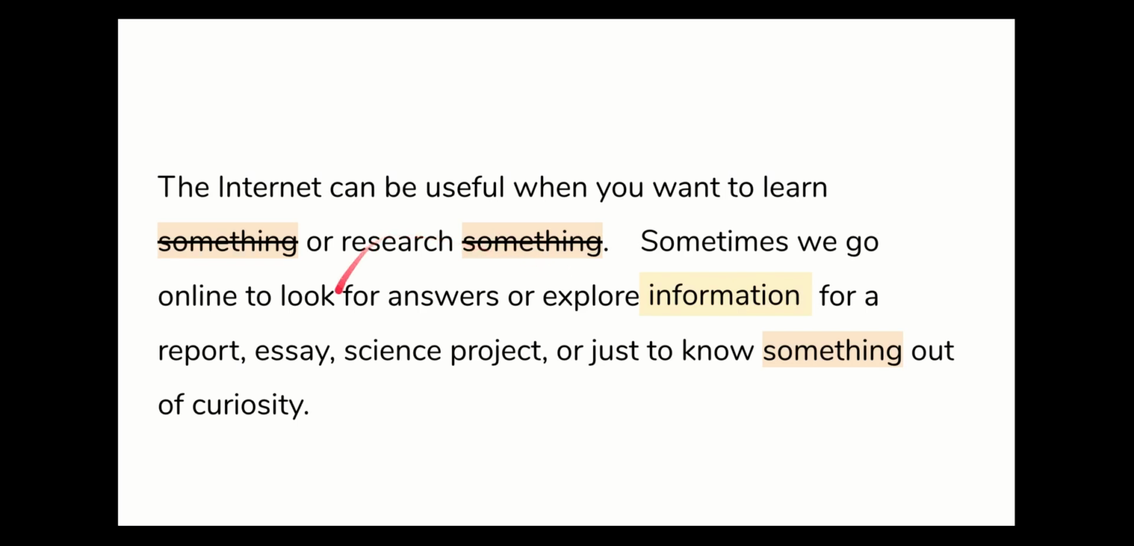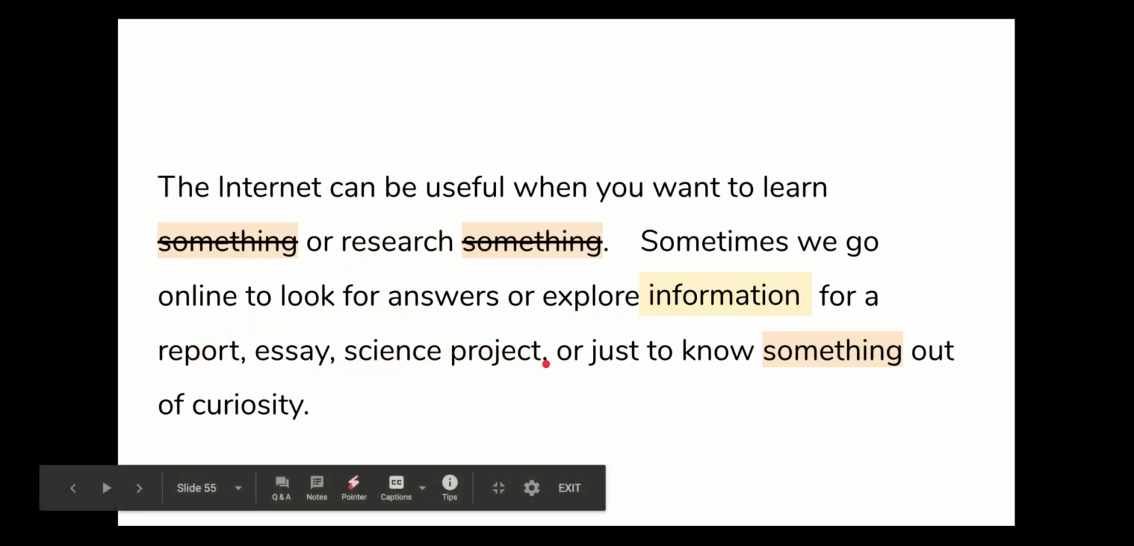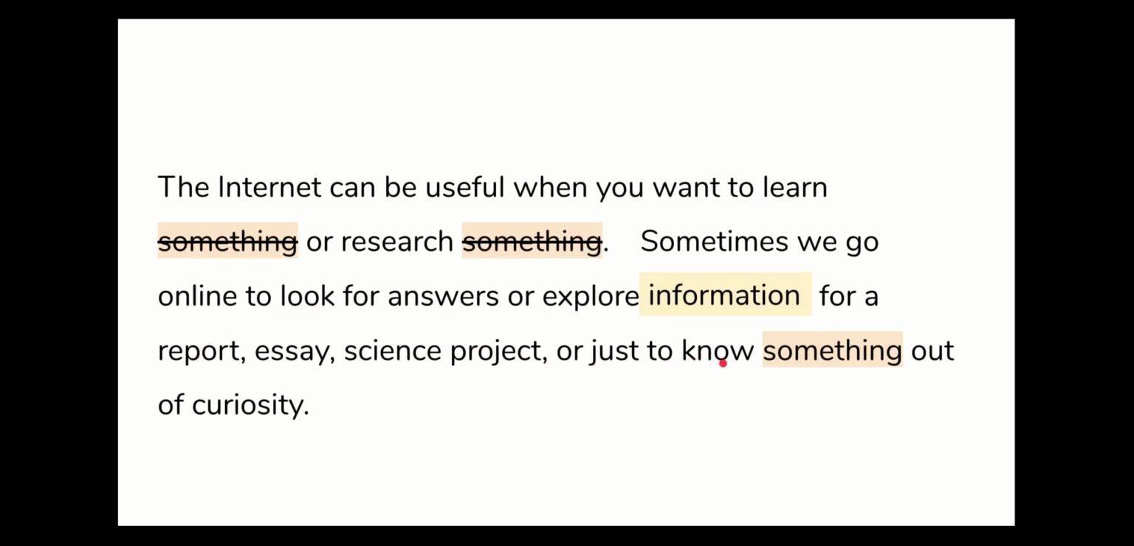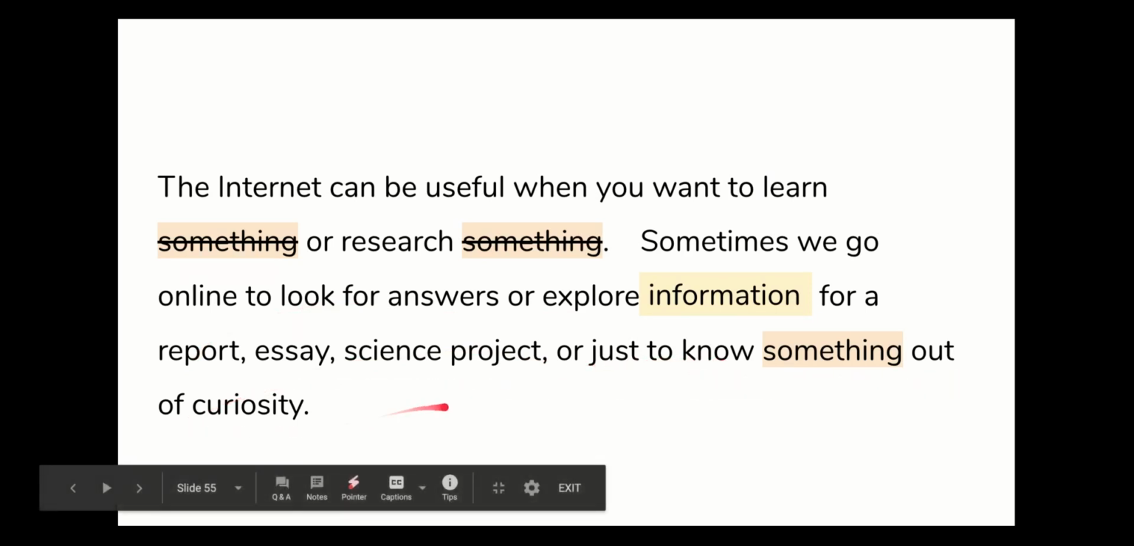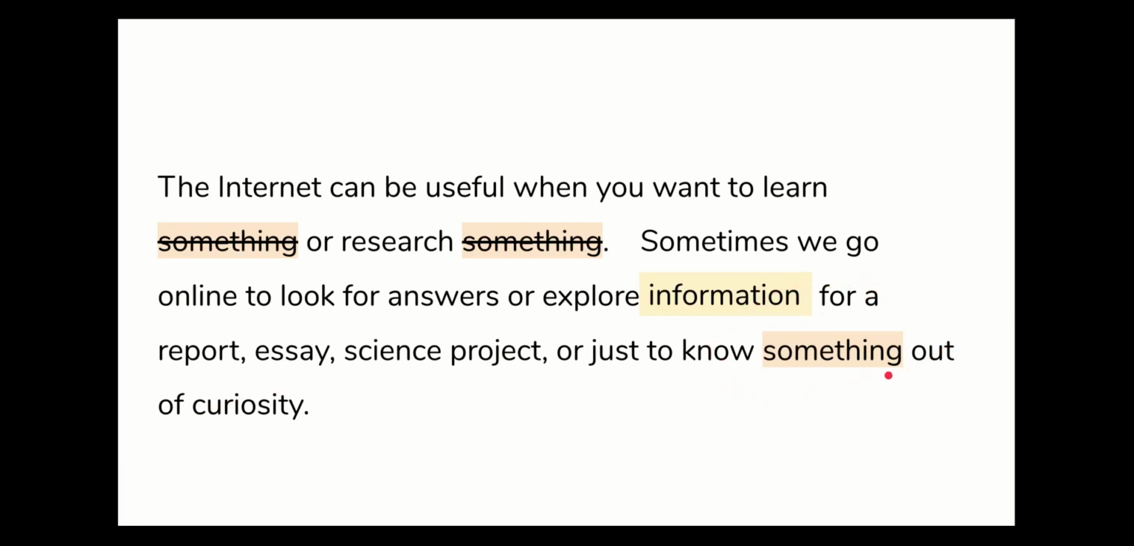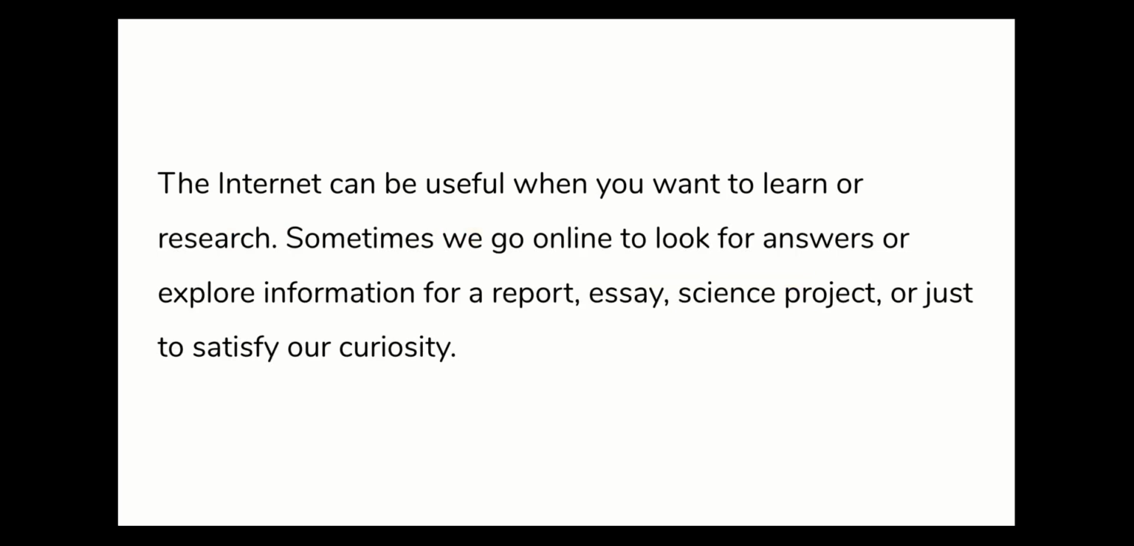Sometimes we go online to look for answers or explore information for a report, essay, science project, or just to know something out of curiosity. Now, I hate "something" so much, the word, that I want to get rid of it. I don't want to have any words that say "something" in my writing. So I am going to replace it with "or just to satisfy our curiosity." And there you have it. You have the same information, it's just much more efficient.